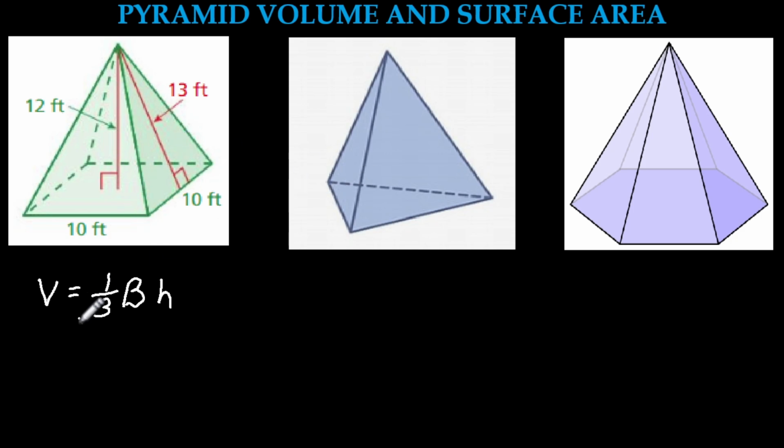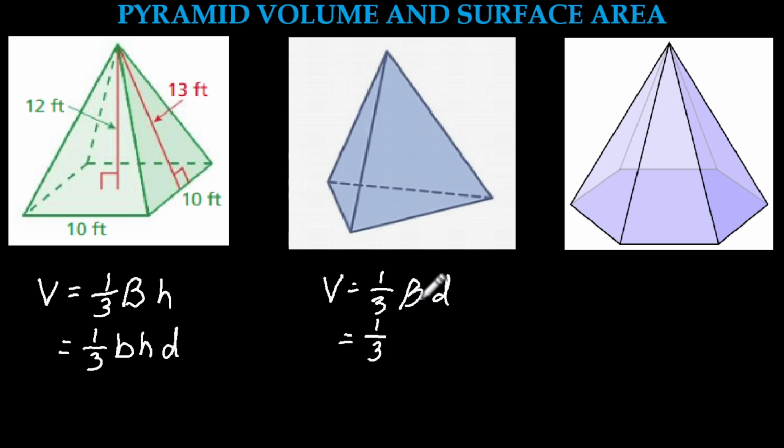In the case of this one, since it's a square, it's 1/3 beta. Beta is the area of a square, so that's base times height. And then for the height inside here, instead of this h here, we'll use a d for depth. So on the next one, it's volume equals 1/3 beta, and we'll use depth here. And then since it's a triangle for the base, beta is going to be 1/2 base times height, and we bring down the d. And then for this last one, it's the same thing. I have volume equals 1/3 beta depth.